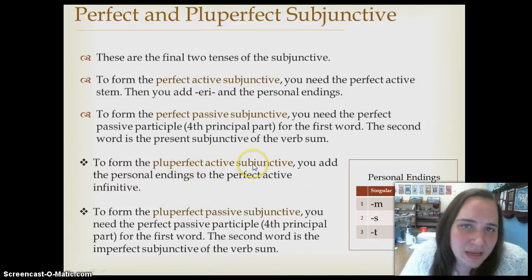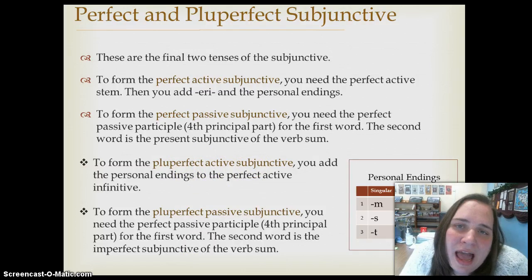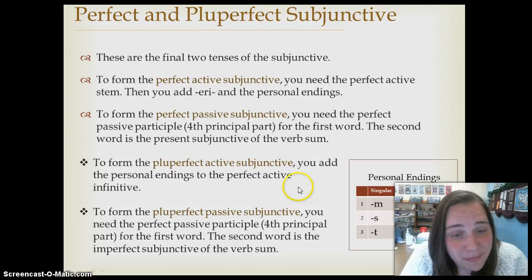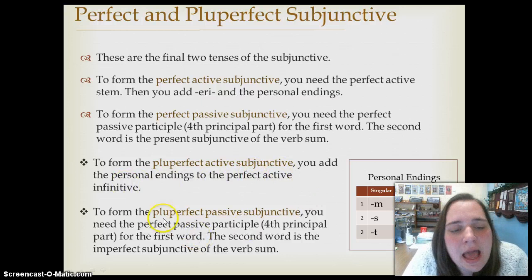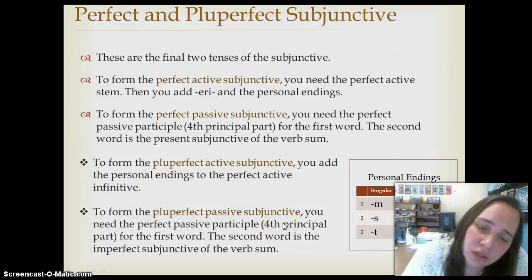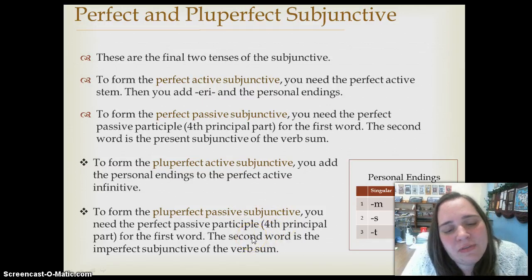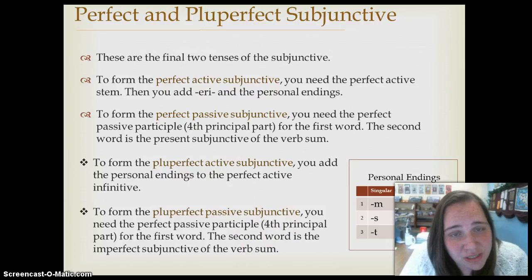Pluperfect active subjunctive, again, you need your perfect stem. You add ISSE and then the personal endings. So another way to think about this, of course, is the perfect active infinitive plus the personal endings. And then the pluperfect passive subjunctive is also two words. The first word is the fourth principal part. The second word is the imperfect subjunctive of the verb sum. Now quickly, I'm going to go through one from each of the conjugations.